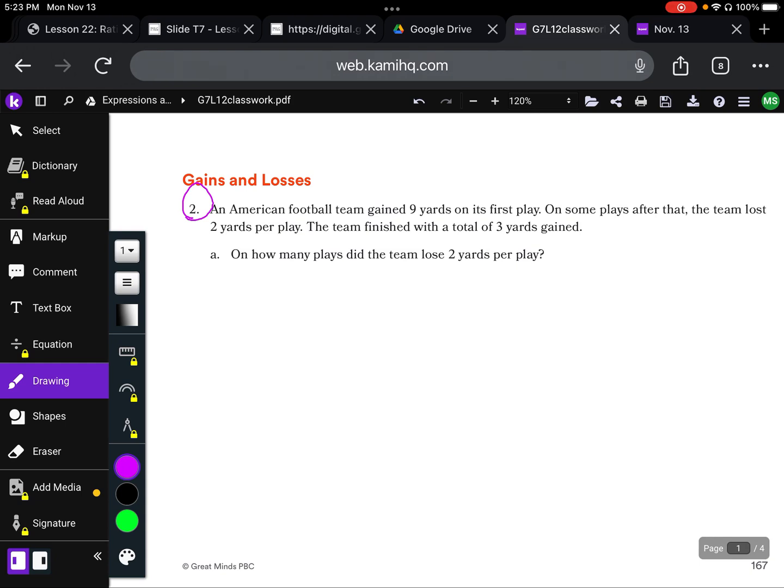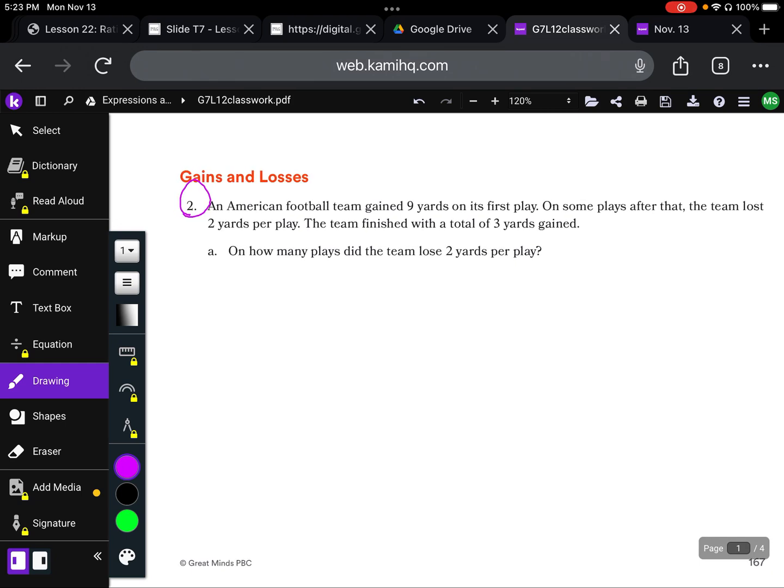So we're starting with defining that variable. What is the unknown? Well, we're wondering how many plays, right? So we can say right away that P represents the number of plays.